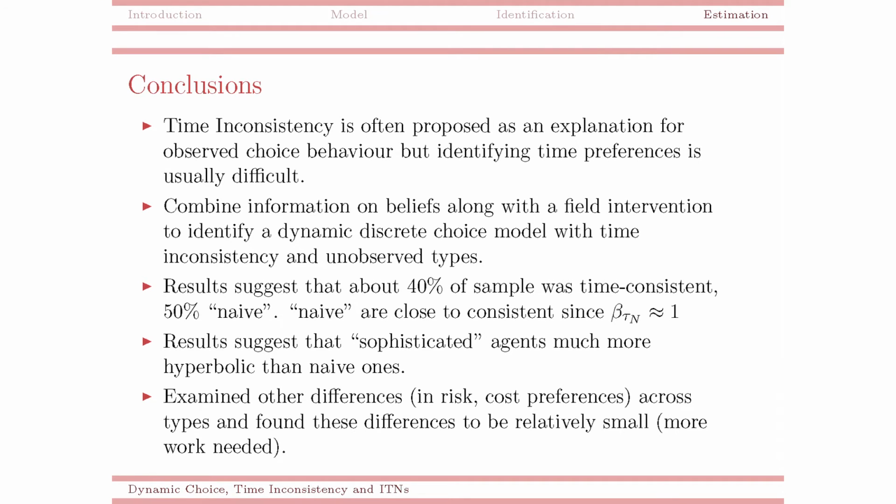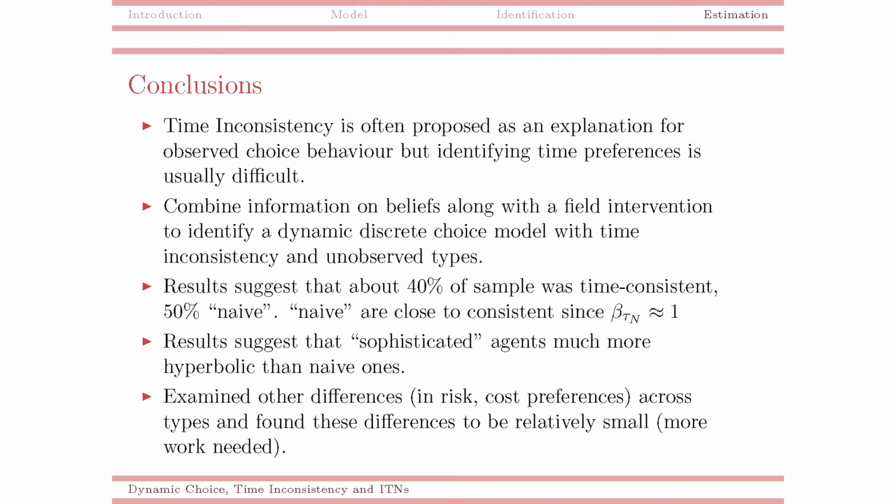We were also able to allow for different types of agent in the population, which is something that we think is important in practice and not done in the previous literature. And the results seem to suggest that, if you take the pies literally, about 40% of the sample is time consistent and about 50% is naive. On the other hand, the naive agents are actually pretty close to consistent since their beta is approximately equal to 1. It's about 0.97. And in fact, I thought I would be running out of time, so I didn't show you some of the counterfactual simulations we did.